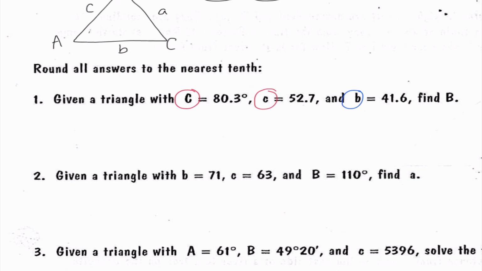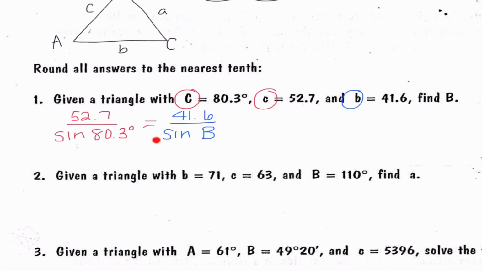So if I'm setting this up, I'm going to go ahead and say 52.7 over the sine of 80.3 degrees equals 41.6 over the sine of angle B, because that is our unknown value. And first of all, using common sense, I'm thinking angle B is going to be smaller than angle C is, because this side length of c is bigger than the side length of b.